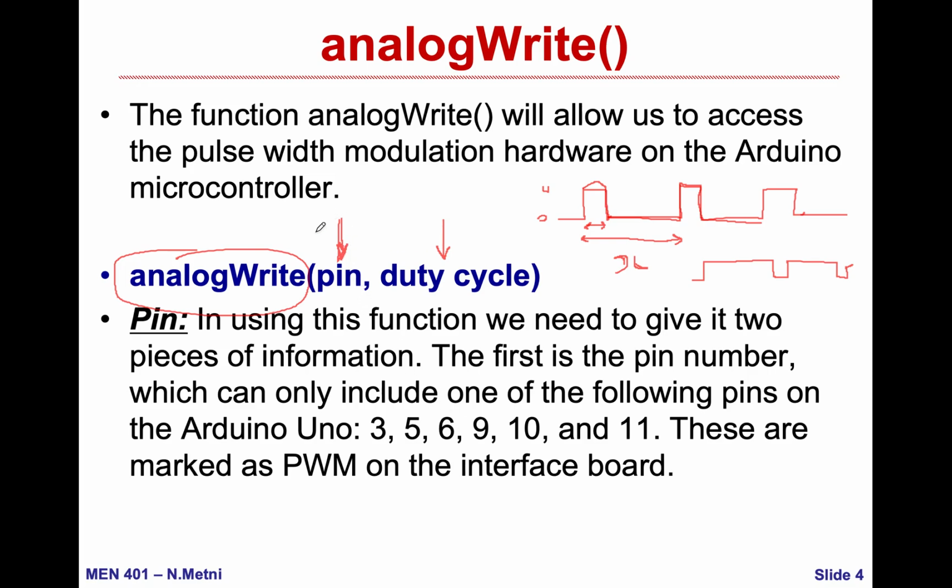In the Arduino Uno, we have just 6 outputs that are digital input-output pins but can also be used as PWM: 3, 5, 6, 9, 10, and 11. They are marked with a tilde sign beside the number. So this is in terms of the pin.